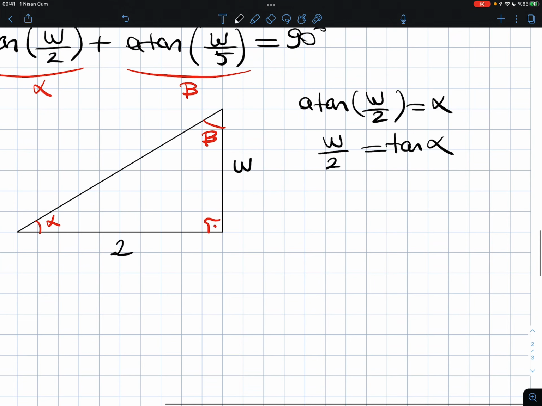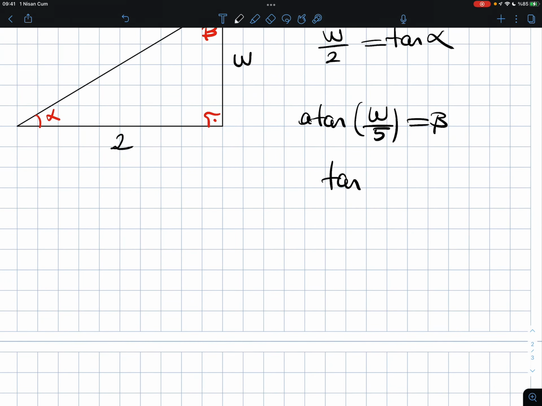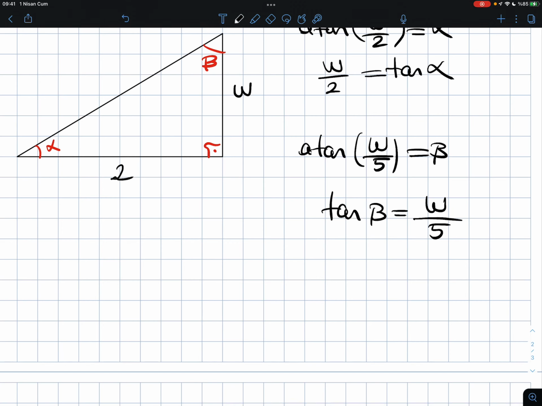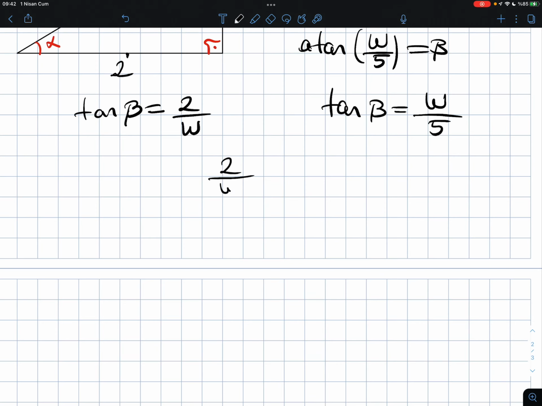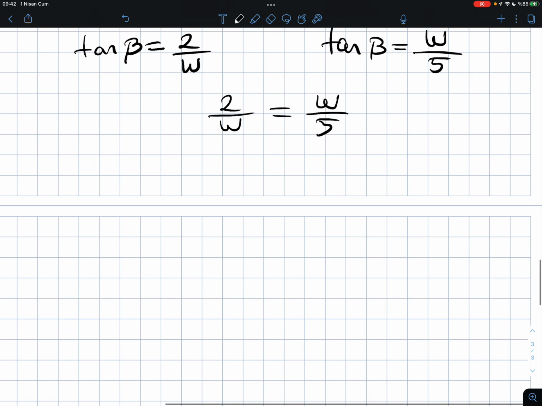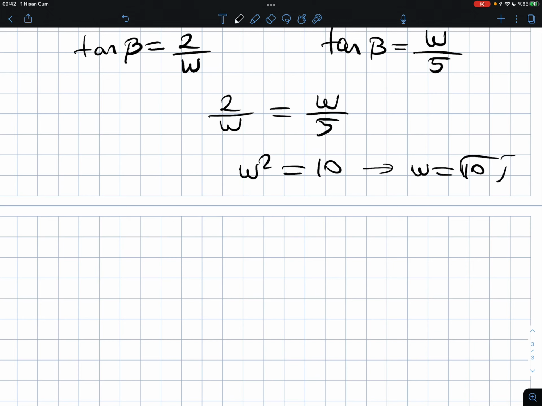Now, if I use beta here, we have a tan omega divided by 5 equals beta. Therefore, tangent of beta should be equal to omega divided by 5. So now, if I look at the triangle, I can also see that the tangent beta here is also from the triangle 2 divided by omega, because this one divided by this one. So therefore, these are equal, so we get the following. Now, this is equal to the following. Omega squared is equal to 10. I can conclude from here that omega is square root of 10, j. Actually, j omega is equal to square root 10 j.